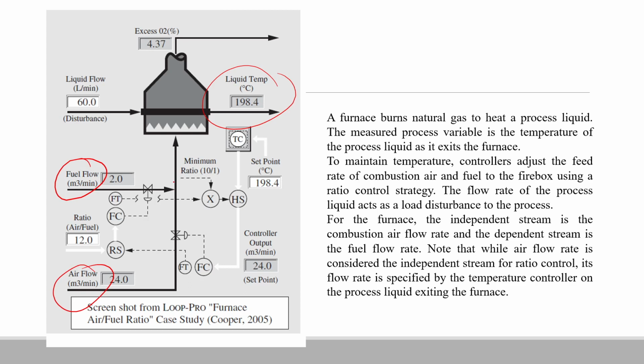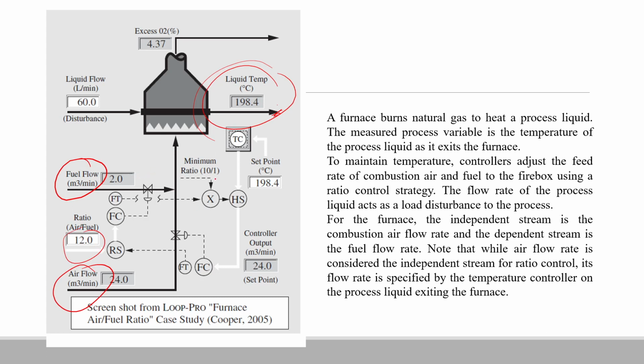So in order to maintain this, and control the liquid temperature outside of the furnace, what we will do is provide the set point of 12 to 1 to this ratio controller, and then the process will keep on occurring.